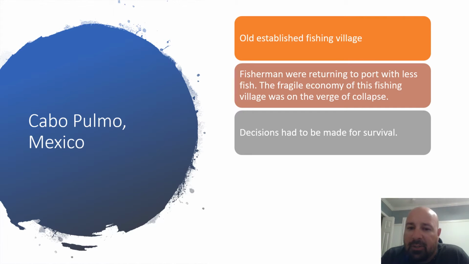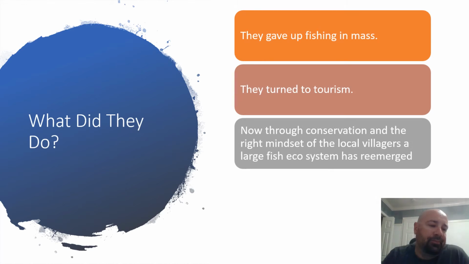And these people had to make a decision. And they decided that a decision had to be made for their survival. Now, this was also a government decision, but it was a local one just as much. So what did they do? They gave up fishing en masse. These people had to realize, hey, if we want to still live here, we've got to give up fishing, but we've got to do something. So they turned to tourism. It was a very big gamble, but they were willing and they had to really do something. So now through the conservation, it's now a national park, so you can't do any fishing anymore there.